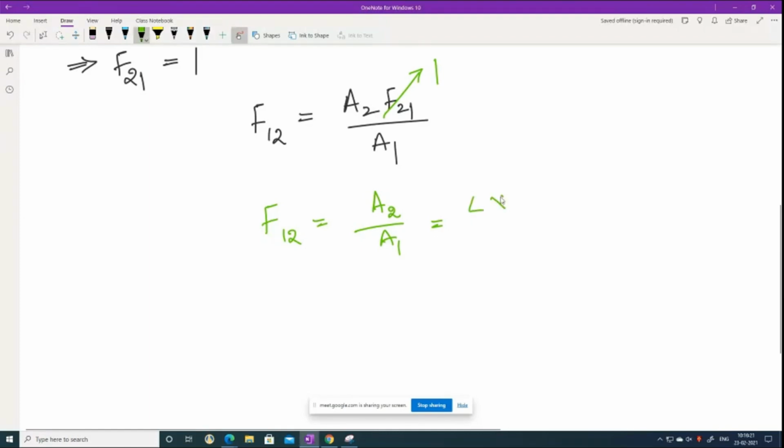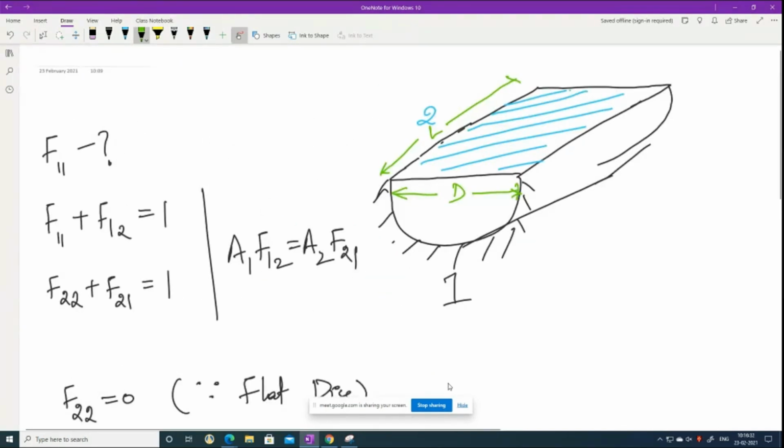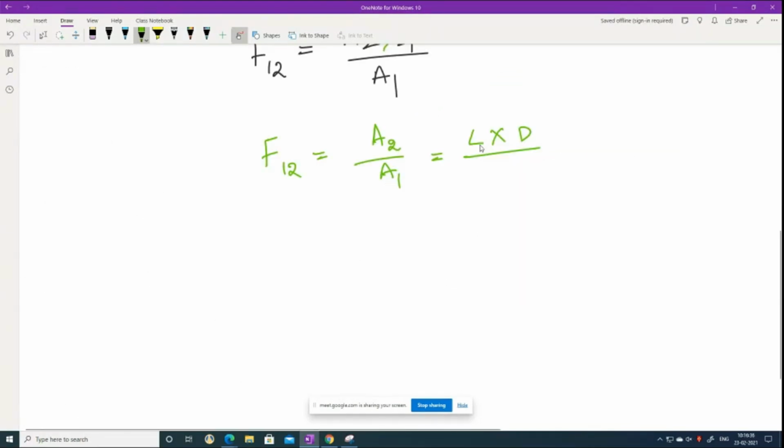L into D you will get in the numerator, and in the denominator what you get is A1. So how do you get A1? What is the surface area of a cylinder? It is 2 pi r into L. So that is pi d into L. But you have only a semicircle here, so I have to take half of it. So what you will get here is DL, and DL will get cancelled. So ultimately you'll get 2 by pi for F12.